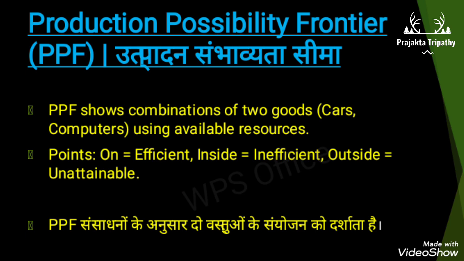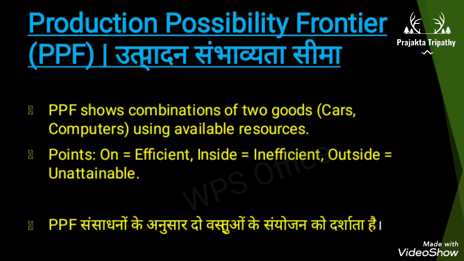Three types of points on the graph. Points on the graph A and B. These are efficient points. They show the maximum output combination when the economy is fully using its available inputs, that is, resources. Points inside the curve. Inefficient. These are inefficient points. This happens when you are not using your inputs completely, that is, underutilization of resources or due to unemployment.